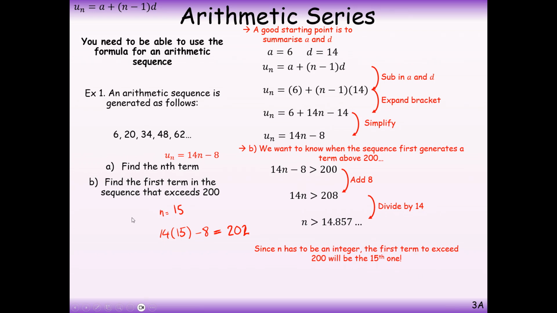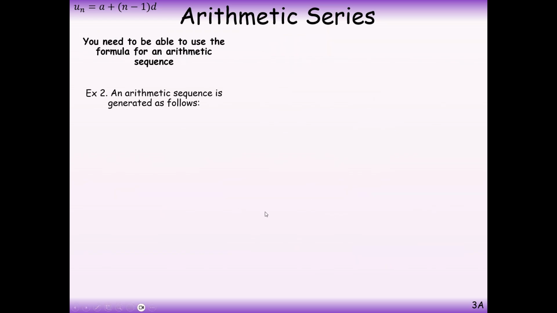Notice the n indicates the position or the index of a number. Another word for position in the sequence is index. Alright, so let's look at the next example.